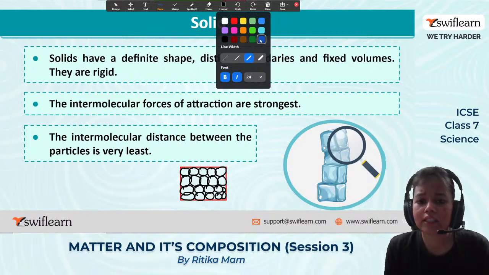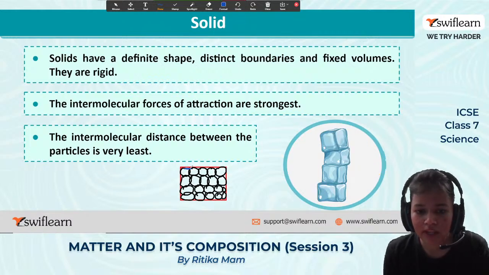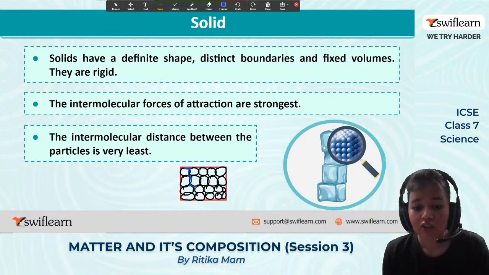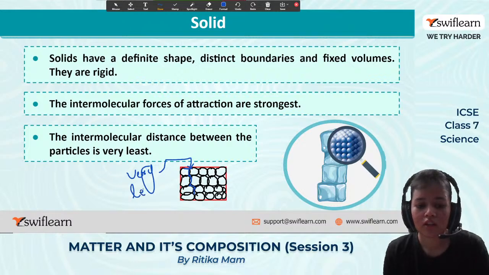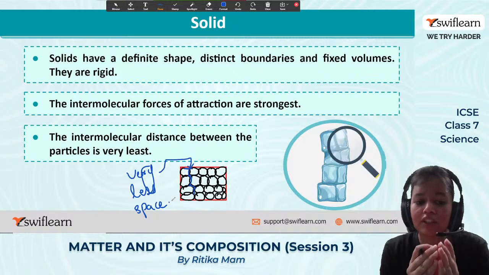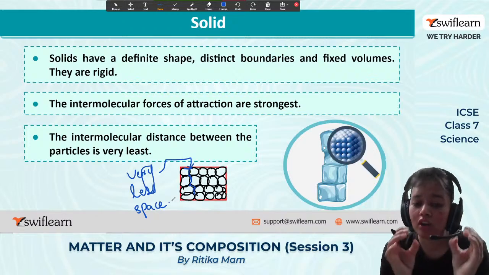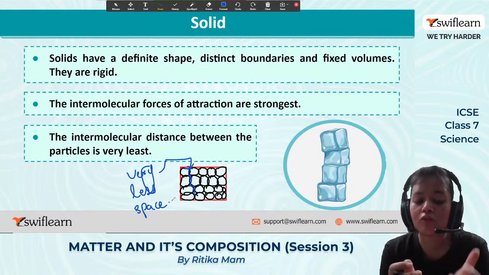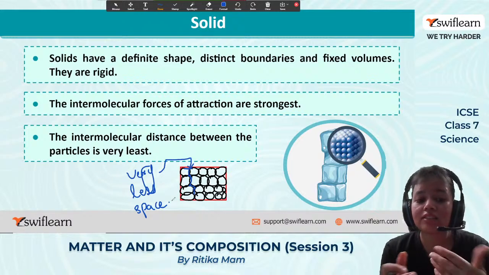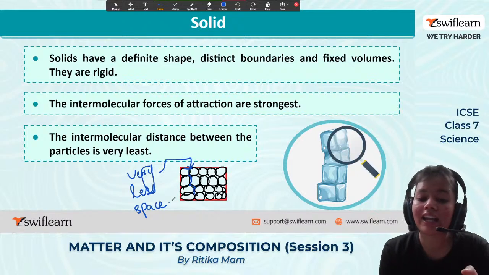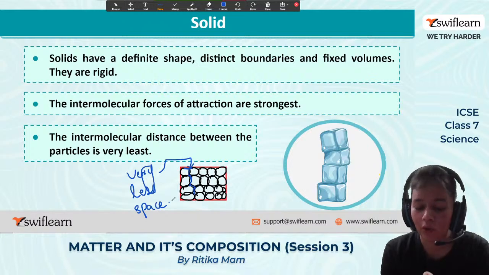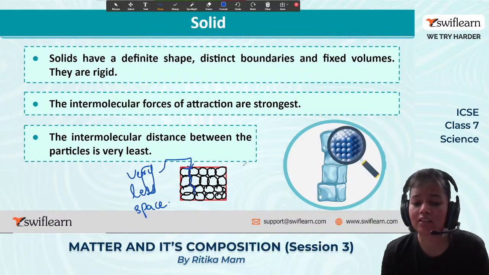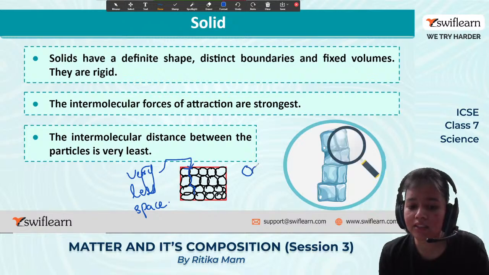Can you see these spaces between the particles? These spaces are very small, which proves the intermolecular distance between the particles is very least. जो मॉलिक्यूल के बीच का डिस्टेंस होता है सॉलिड पार्टिकल्स में, सॉलिड मटेरियल्स में, वो बहुत ही कम होता है, जिसकी वजह से द इंटरमॉलिक्यूलर फोर्सेस ऑफ अट्रैक्शन दे आर द स्ट्रॉन्गेस्ट. ओके, हाउ द फोर्सेस ऑफ अट्रैक्शन आर स्ट्रॉन्गेस्ट? सी द पार्टिकल्स आर टाइटली पैक्ड.